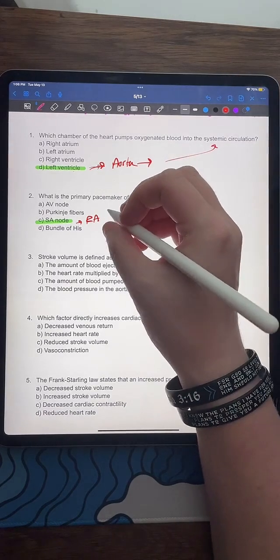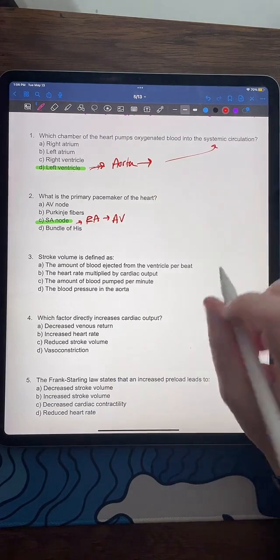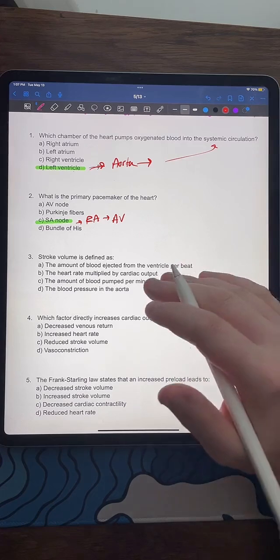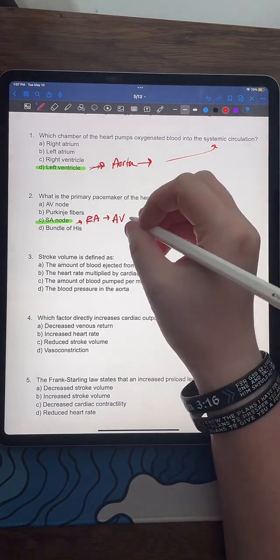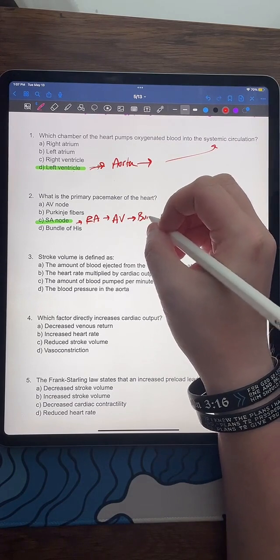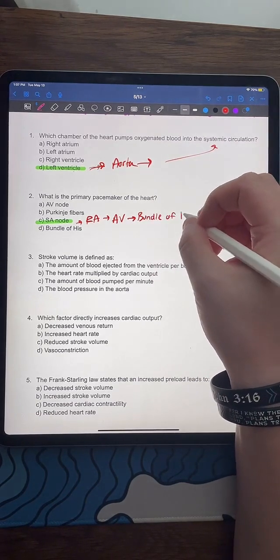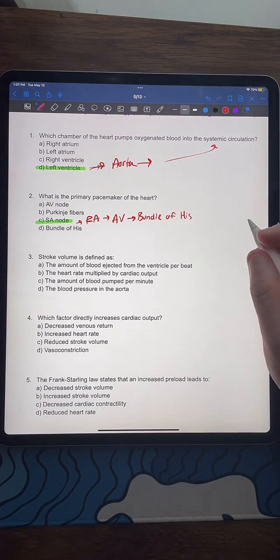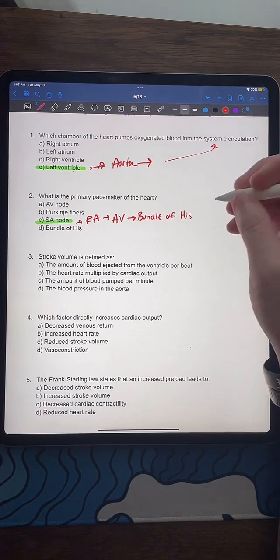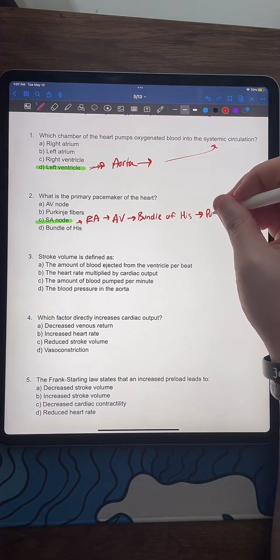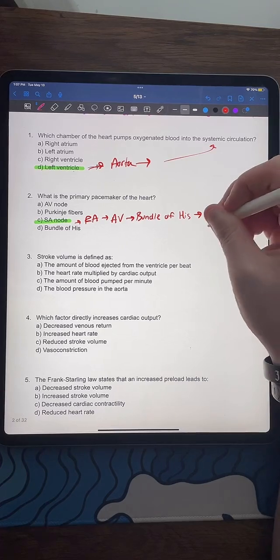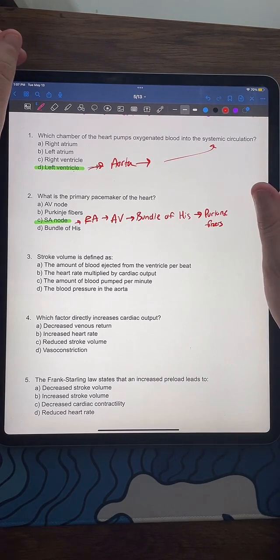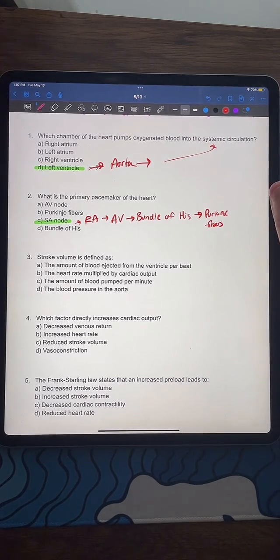The AV node follows, and it is sort of a secondary pacemaker. It delays the impulse from the SA node. It doesn't initiate the primary heartbeat though. And then we move down to the bundle of His. This is going to transmit the impulse from the AV node to the ventricles, but it does not, again, serve as the primary pacemaker. And then we have our Purkinje fibers. This is going to spread the electrical impulse to the ventricular muscle cells.